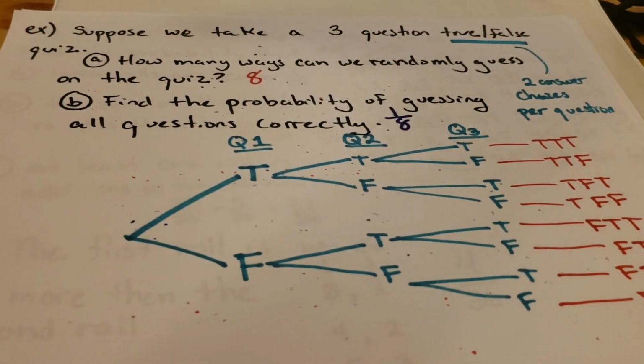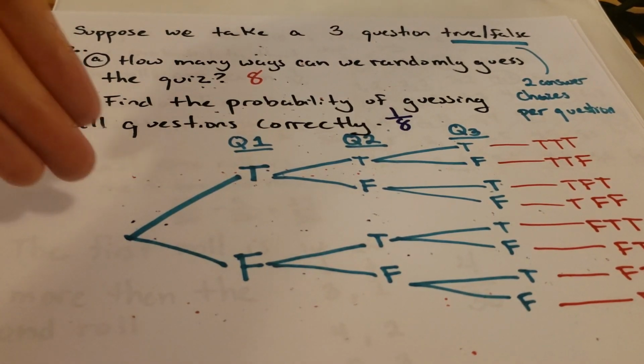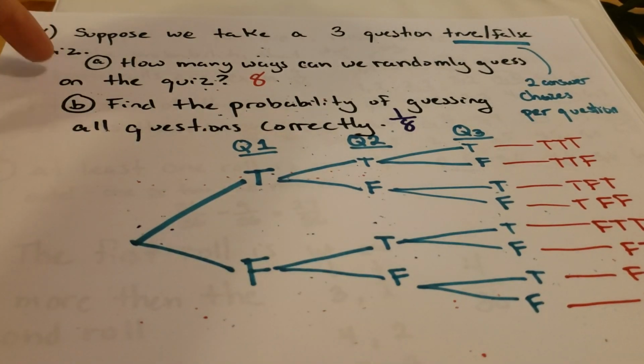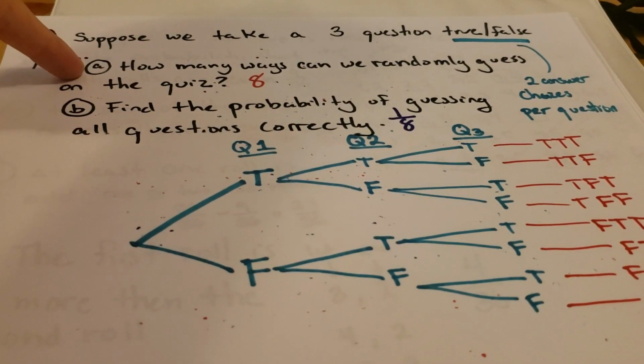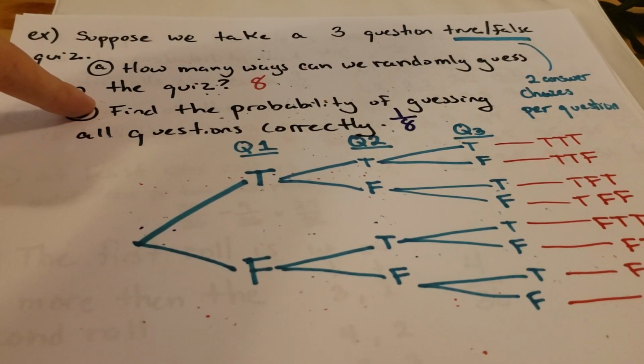Now let's look at this question that showed up in the video on sample spaces. This is a problem that you now have the option of solving, or solving part of it, using the counting or product principle instead of having to make a tree diagram. When we were asked how many ways can we randomly guess on the quiz, we can solve that using the product principle.